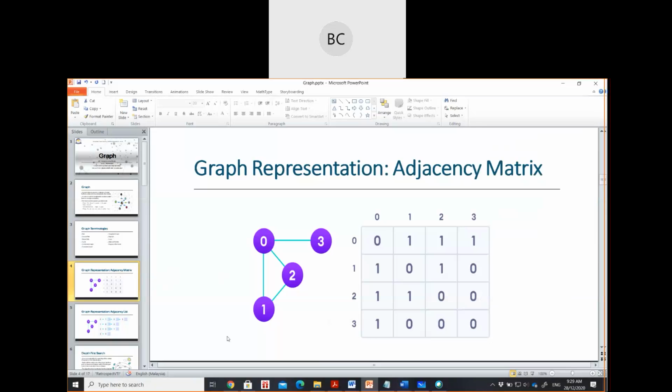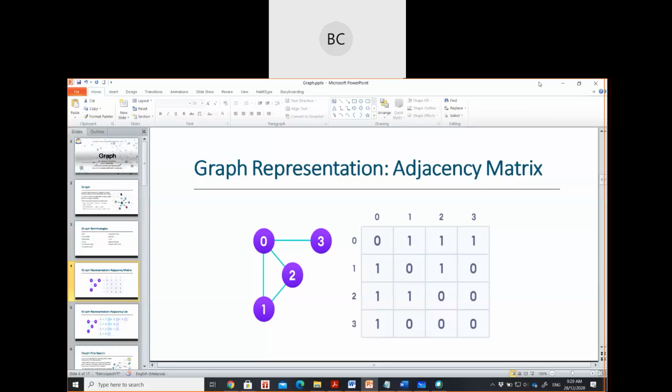Okay. So we can represent a graph in two ways. There are two representations. One is the adjacency matrix and the other is the adjacency list. So what is an adjacency matrix? It's just an M by M matrix. M will be your number of nodes.